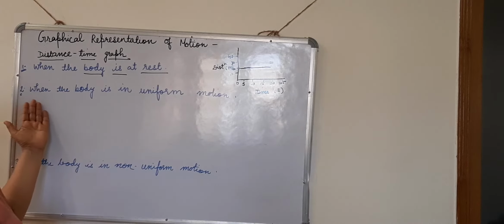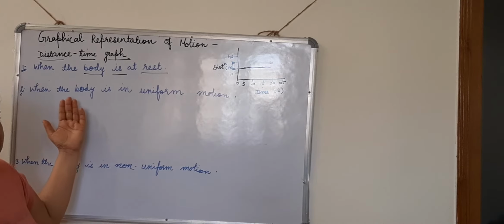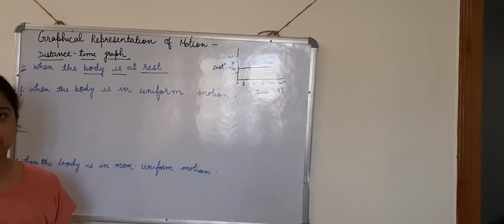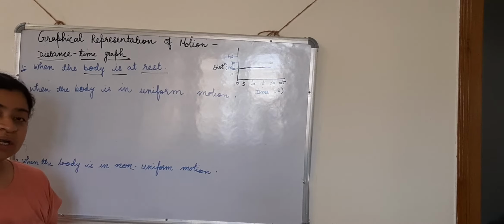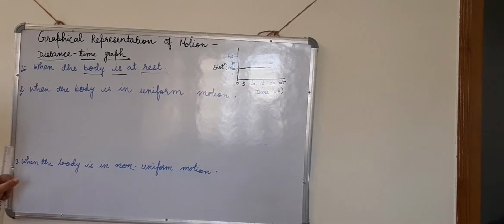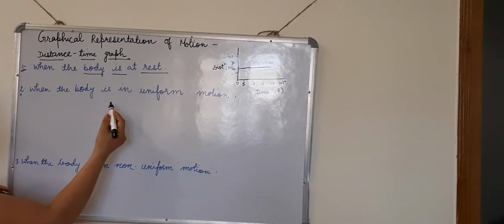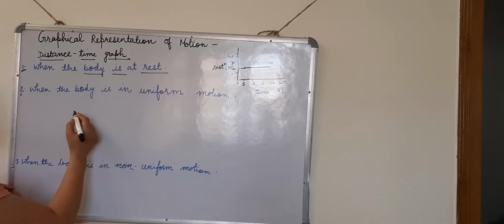Now let us switch over to the next graph, that is when the body is in uniform motion. As you all know the definition of uniform motion, when an object or a body covers equal distance in equal intervals of time, then the object is said to be in uniform motion. So let us draw a graph for an object or a body when it is in uniform motion.